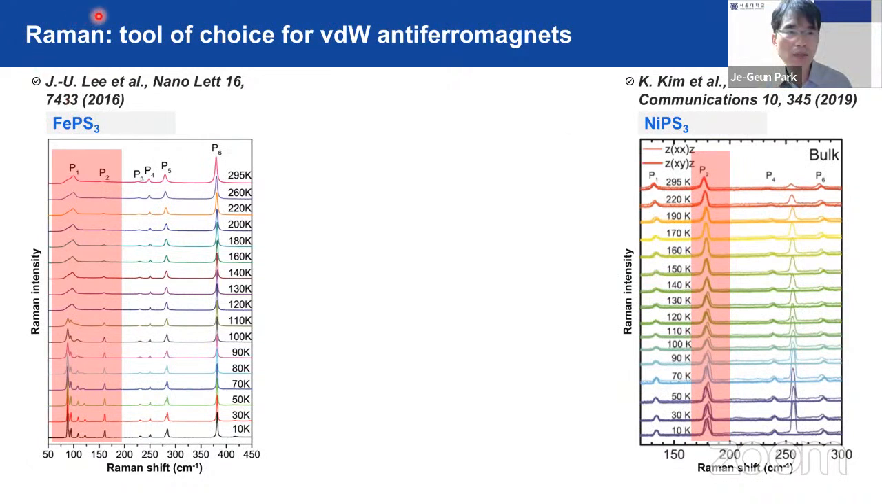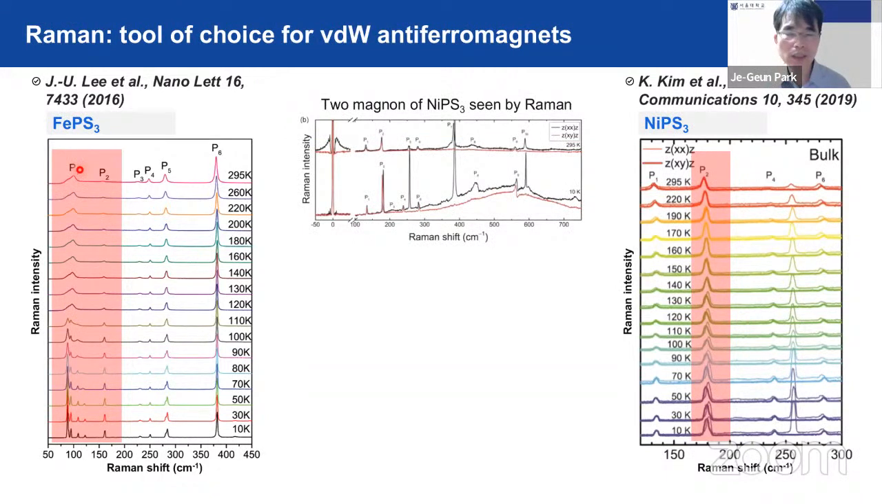But luckily, we found Raman is the right tool. These are the two representative data sets we collected on FePS3 and NiPS3. Those Raman peaks highlighted by the red squares are phonons sensitive to the magnetic signal, right? As you can see here, this P2 peak in NiPS3, a single peak, gets split below 150 K, and the splitting gets bigger and bigger as you go lower in temperature. A more drastic effect is found in FePS3. This is an extremely useful tool, not only because you can measure these things, but you can also measure two magnons. And this is something which I found quite surprising.